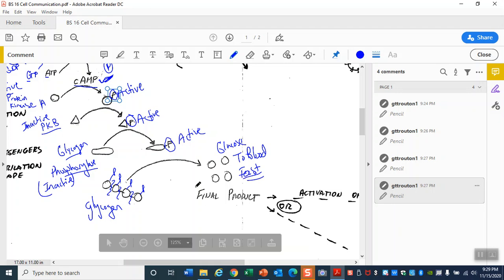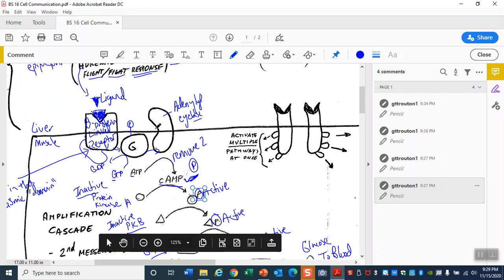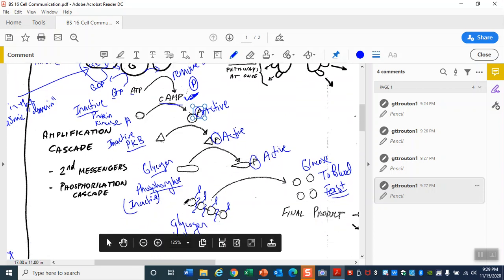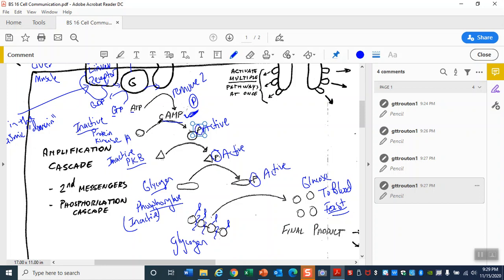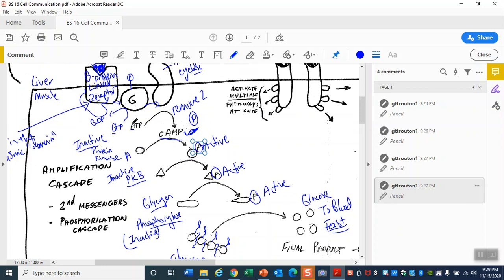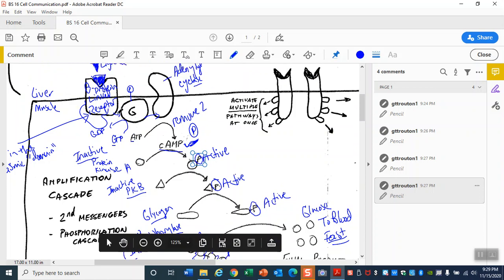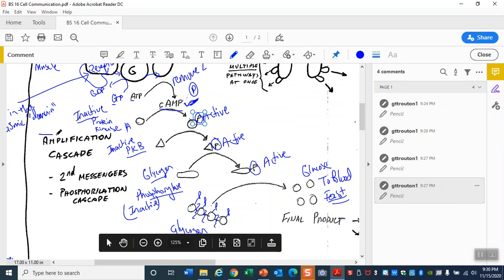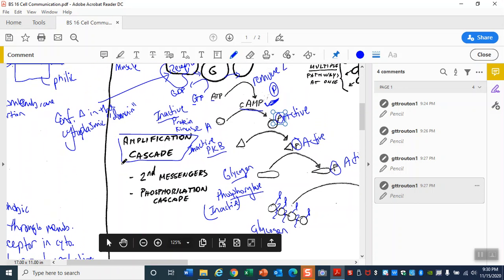So when you're looking at this, you might be saying, okay, well, why can't the cell go right from adrenaline, this ligand, straight to activating glycogen phosphorylase? Why do we have to go through all of this stuff in the middle, right? And the answer is that if you do that, you can't amplify the signal. So this process going from the G protein linked receptor all the way down to free liberated glucose, everything in between, is called an amplification cascade, or sometimes it's called a phosphorylation cascade.